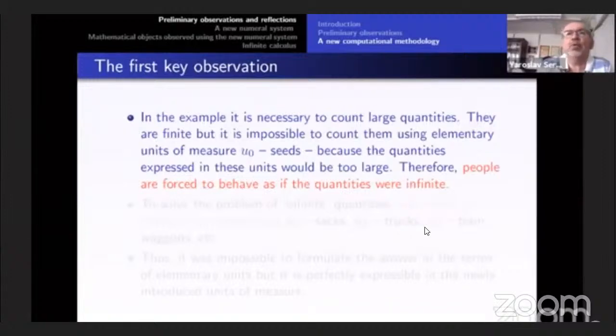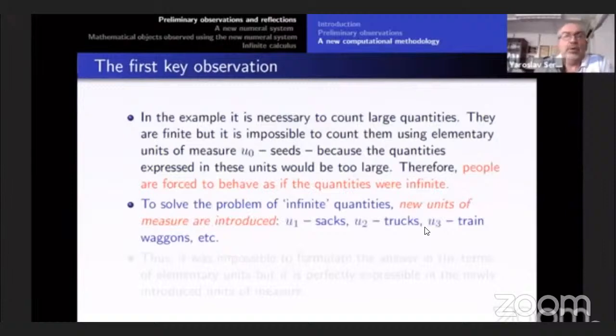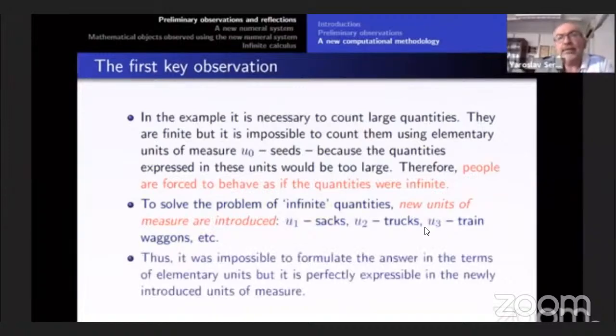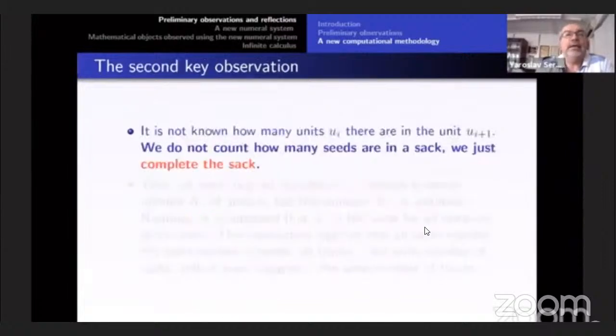In this example, it was necessary to count large quantities, even though they were finite, but people were not able to count them using elementary units of measure, seeds. And so they introduced new units of measure and behave with them as if these new units of measure were infinite. These new units of measure are sack, truck, train wagon, and so on, and it is possible to continue. Thus, it was impossible to formulate the answer in terms of elementary units of measure, but it is perfectly expressible in the newly introduced system of counting.